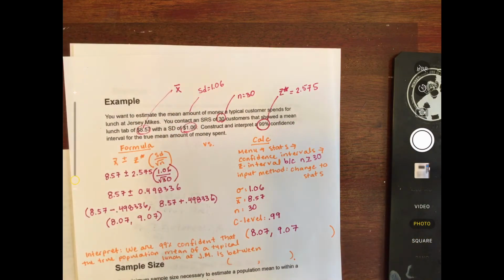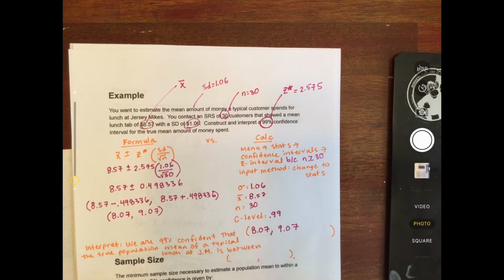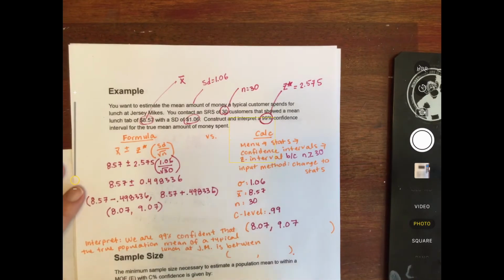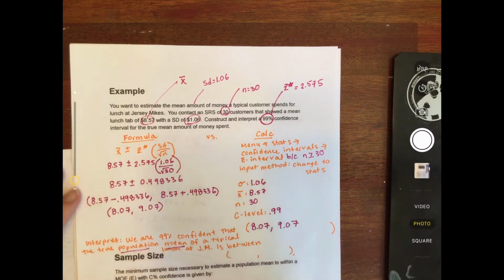The last thing you need to be able to do after you find these lower and upper bounds is actually interpret the confidence interval. The way I would interpret this is that we are 99% confident that the true population mean of a typical lunch at Jersey Mike's costs between, our lower bound, 8.07, and our upper bound, 9.07.